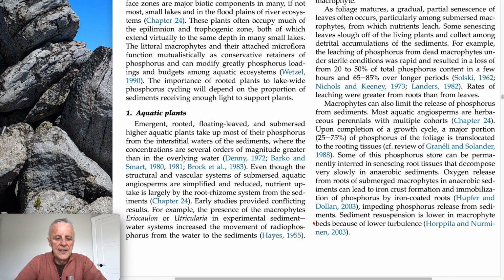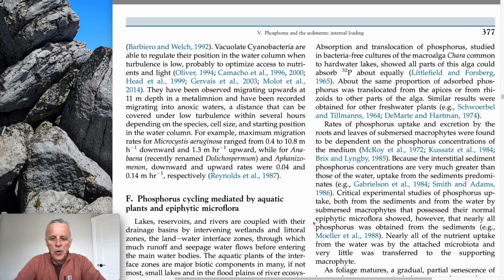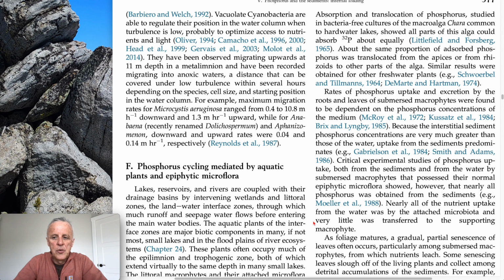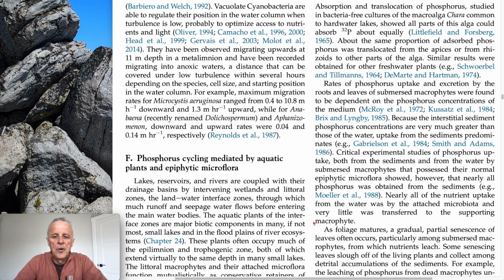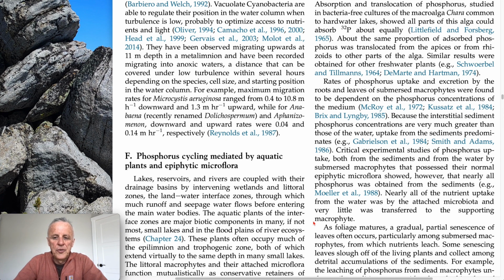Early studies provided conflicting results. For example, the presence of the macrophytes Ceratophyllum or Utricularia in experimental sediment-water systems increased the movement of radiophosphorus from the water to the sediments. Absorption and translocation of phosphorus studied in bacteria-free cultures of the macroalga Chara, common to hard water lakes, showed all parts of these algae could absorb phosphorus-32 about equally. About the same proportion of absorbed phosphorus was translocated from the apices or from rhizoids to other parts of the algae. Similar results were obtained for other freshwater plants.